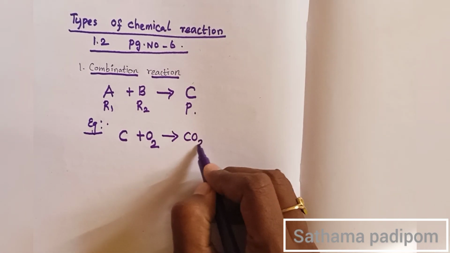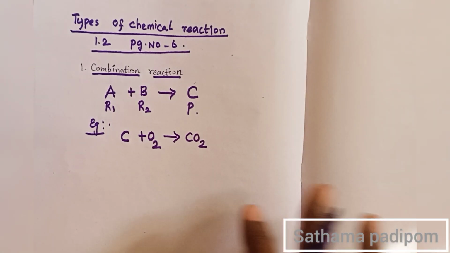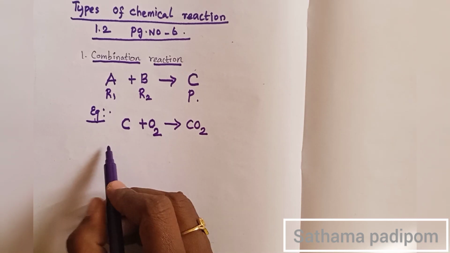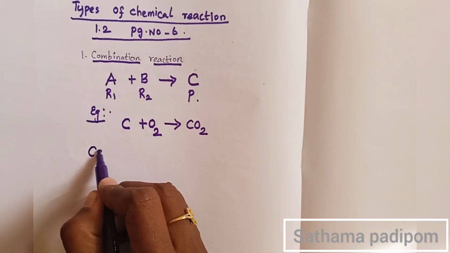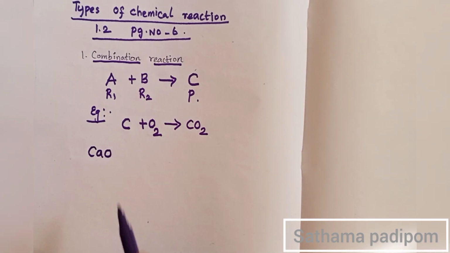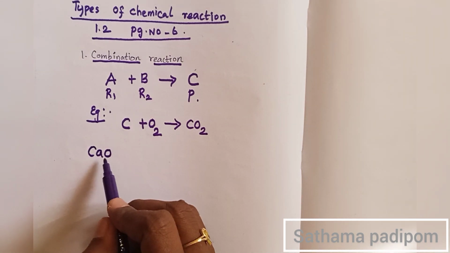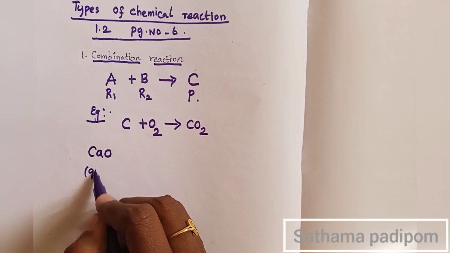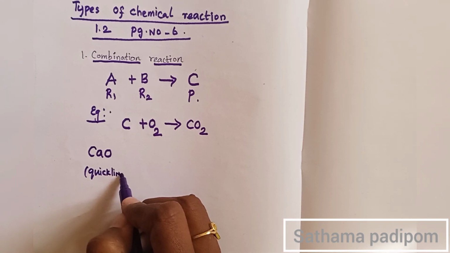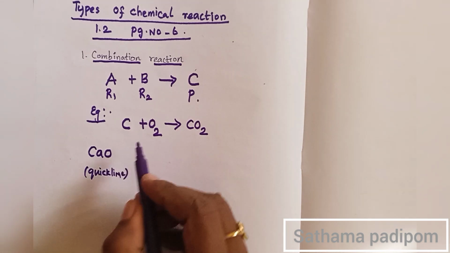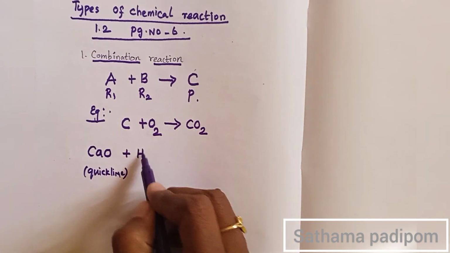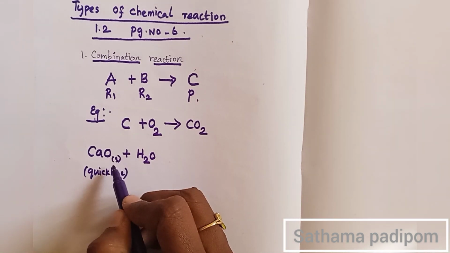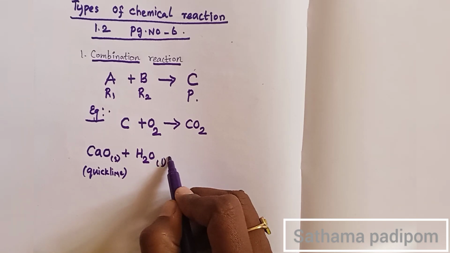So carbon and oxygen give carbon dioxide. Okay, so next example in your textbook: when calcium oxide, CaO, reacts with water. Calcium oxide is the chemical name. What is the common name for this? It's quicklime. Okay, quicklime reacts with the water. Calcium oxide is in the solid state and water is in the liquid state.